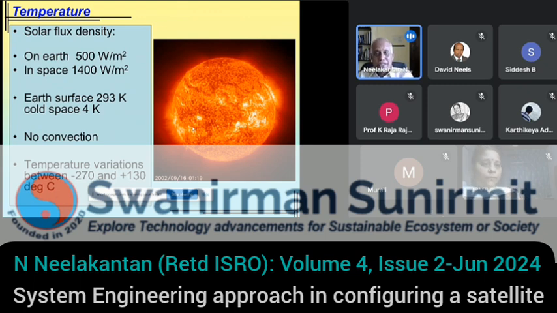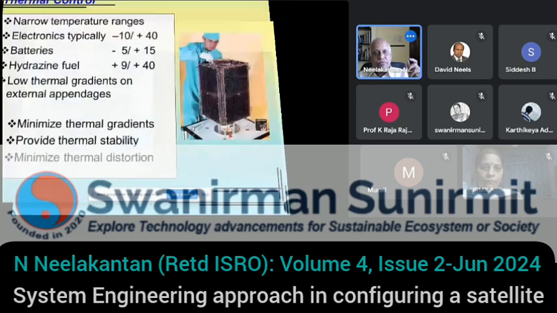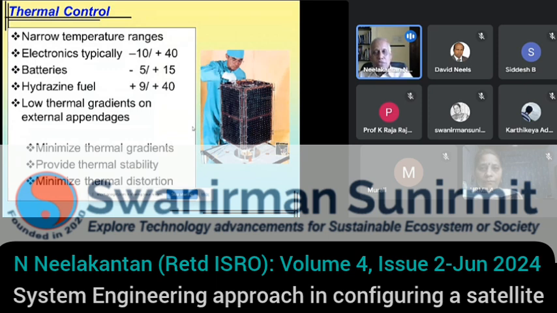This is around the Earth, at about 36,000 kilometer altitude. Whereas the thermal requirements for the subsystems: electronics is typically minus 10 to 40, batteries minus 5 to 15, hydrazine is plus 9 to plus 40, and the thermal gradients have to be low. Minimize thermal gradients, provide thermal stability. The spacecraft thermal design should provide stable thermal conditions, and thermally related distortion, particularly on the reflectors, should be minimum.